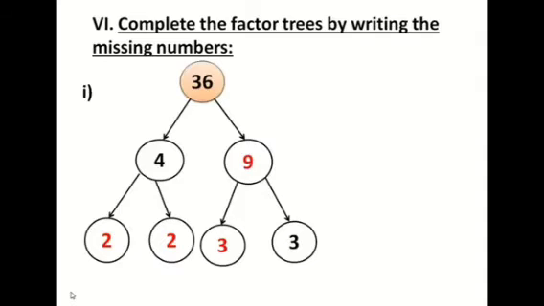Sixth main, complete the factor trees by writing the missing numbers. One number, 36, has been given to you. So you have to think of a pair of factors. One has been given as 4, so the other one is 9, because 4 nines are 36. Now you have to factorize 4. The pair of factors are 2 twos are 4, so you write down 2 here, another 2 here. For 9, one factor has been given as 3, so another one will be 3 because 3 threes are 9.